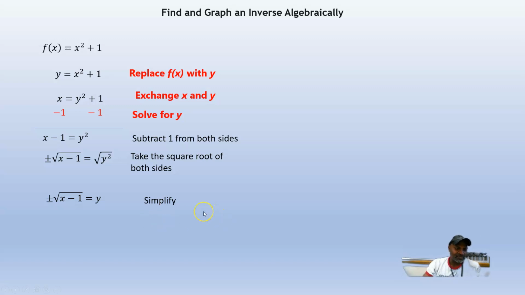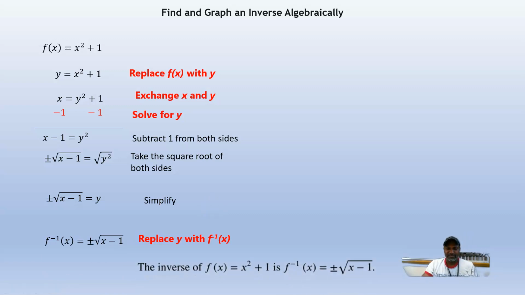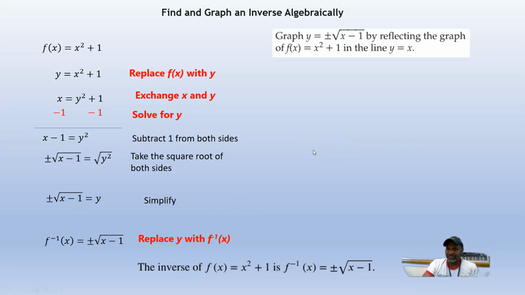So the last step we're going to do with the y is replace y with f inverse of x, just like we did in the last example. And so we can say that the inverse of f of x equals x squared plus 1 is the inverse of f of x, which is plus or minus square root of x minus 1. Okay? And just so you can check out what the graph is, the graph utilities generally don't know what to do with this plus or minus.